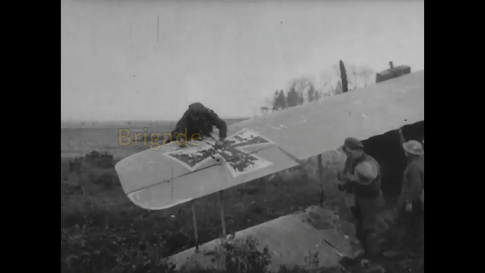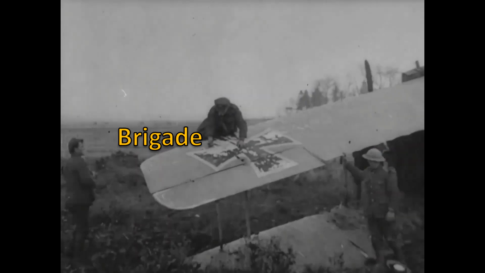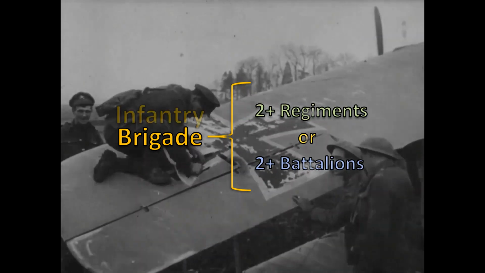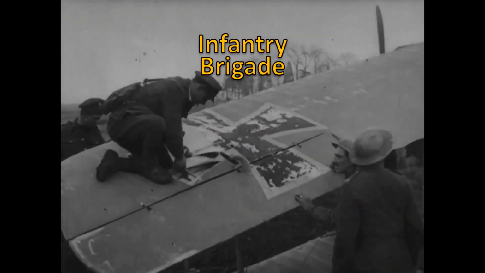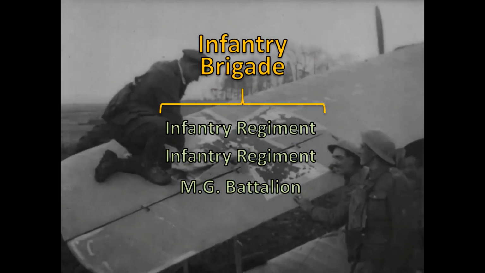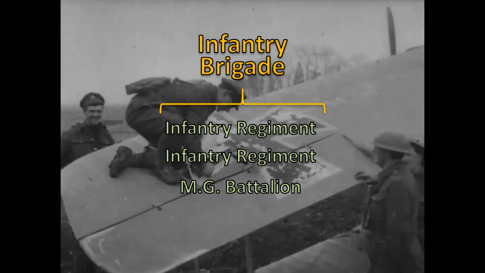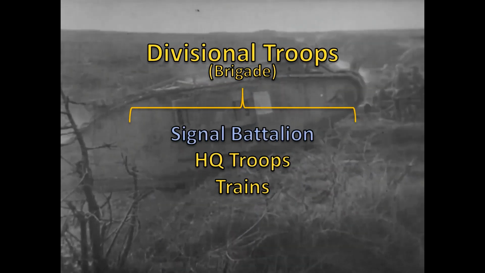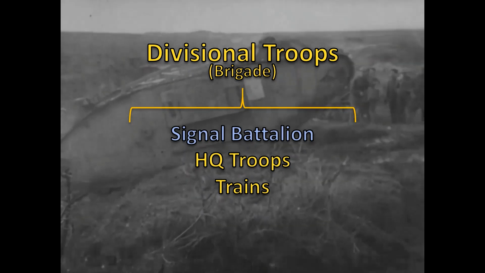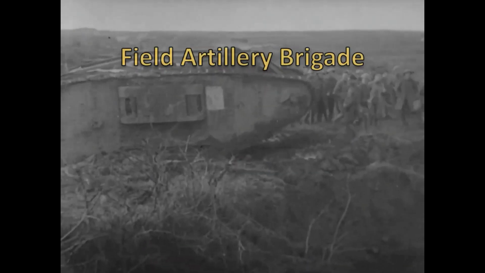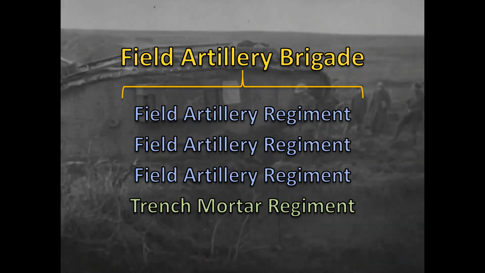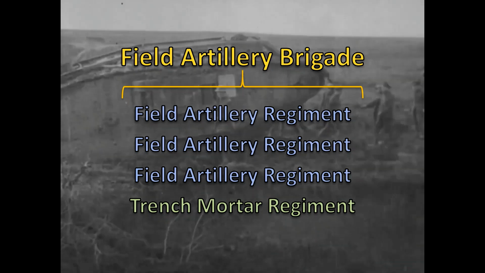During World War I, the U.S. Army Brigade was commonly composed of at least 2 regiments or battalions. A battalion or regiment was often designated by its dedicated mode of operation. For example, an infantry brigade commonly had 2 infantry regiments and 1 machine gun battalion. Divisional troops were a brigade that held signal battalions, headquarters troops, and trains. Meanwhile, field artillery brigades would hold around 3 field artillery regiments and 1 trench mortar regiment.